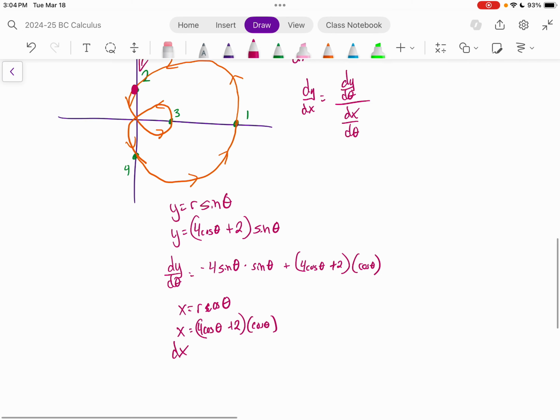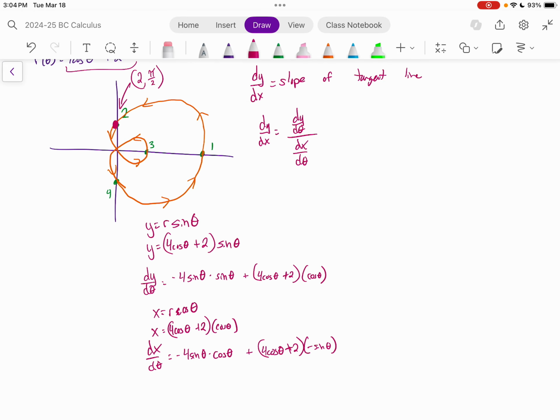So dx/d theta is going to be equal to what? That's going to be the derivative of this guy, which is negative 4 sine theta times cosine theta, and then this guy, which is (4 cos theta plus 2) times the derivative of cosine, negative sine theta. Okay, so coming back here, if we wanted to find dy/dx at a specific spot, what specific spot did we say? We said at, I don't remember, theta equals pi/2.